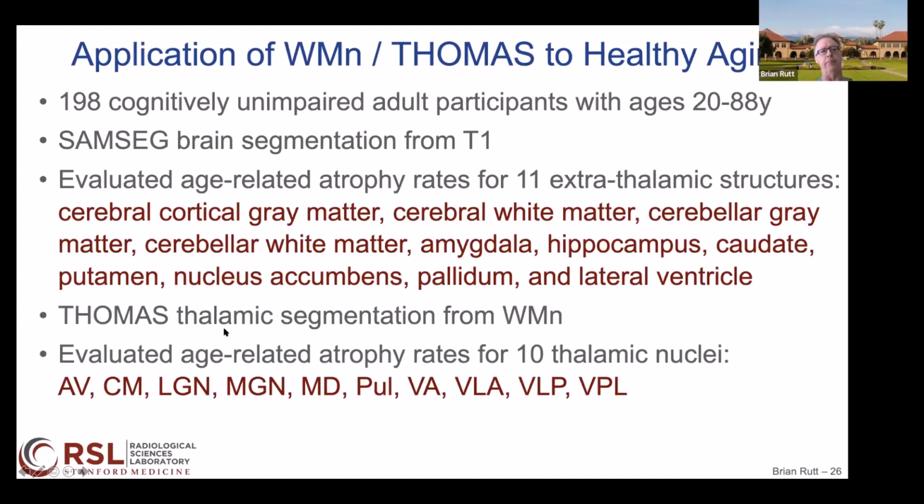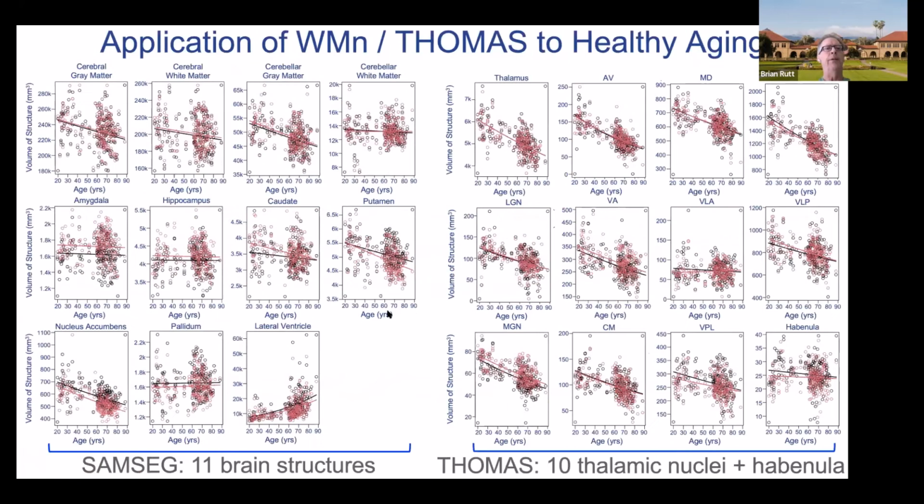We also used the ThalaMus algorithm with our white matter null imaging, which was obtained in this case at 7T on all of these subjects. And we evaluated 10 of the thalamic nuclei from the ThalaMus algorithm. So this sort of encapsulates the kind of data we get. We're plotting the structure volume for the 11 SAMSEG structures and the 10 plus 1 ThalaMus nuclei plus the whole thalamus here. So you can see over the age range of the adult lifespan, we generally get significant atrophy, but a variable amount of atrophy.